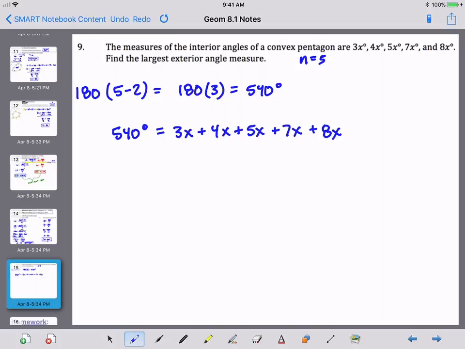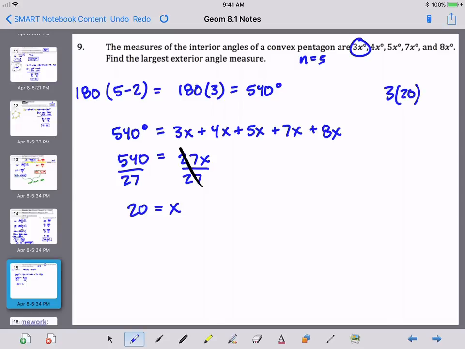And notice these are all x's. If I combine all 5 of those, that ends up being 27x. So that has to equal 540. And if we divide by 27, this is going to give me 20 for x. So the largest exterior angle is going to go with the smallest interior angle. So 3 times 20, 60 degrees, is the largest exterior angle measure.